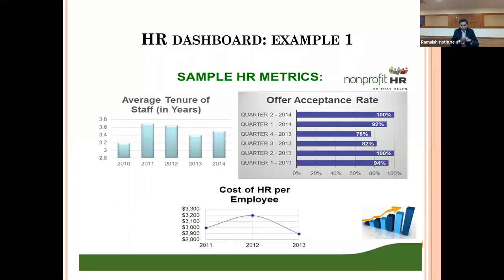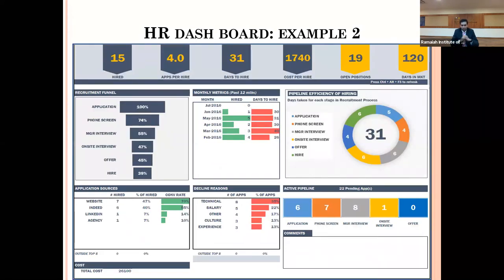So what is a dashboard? Just see this dashboard. One, recruitment funnel, monthly metrics, pipeline efficiency of hiring, application sources, decline reasons, active pipeline, and on top, 15 hires. So totally 7 metrics, I kept in one place. The objective of the dashboard is that you keep all the metrics we have decided on and the data we have collected, convert it into pictorial representation like graphs, and keep it on one slide. As a manager, you have to see that and interrelate and compare each and every metric for effective decision making. That's called a dashboard. It is useful because I can compare all the metrics and finally take a call.